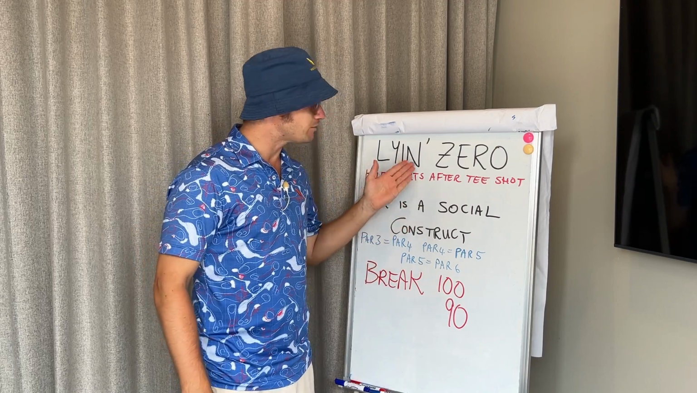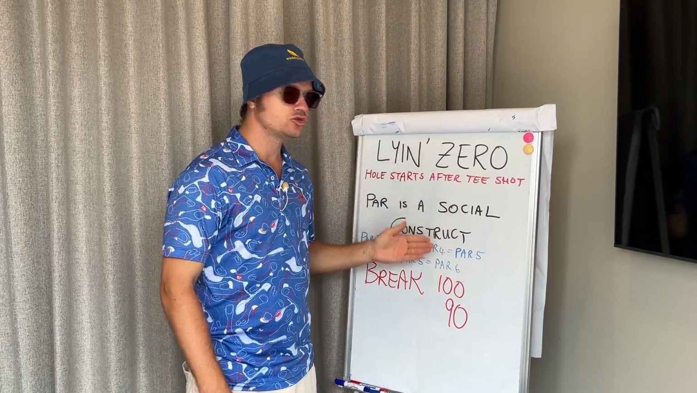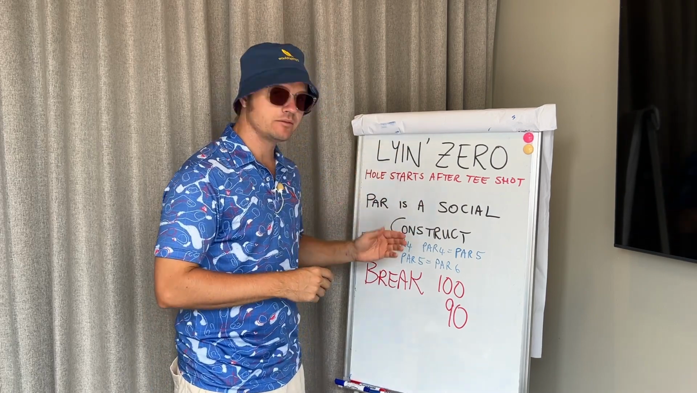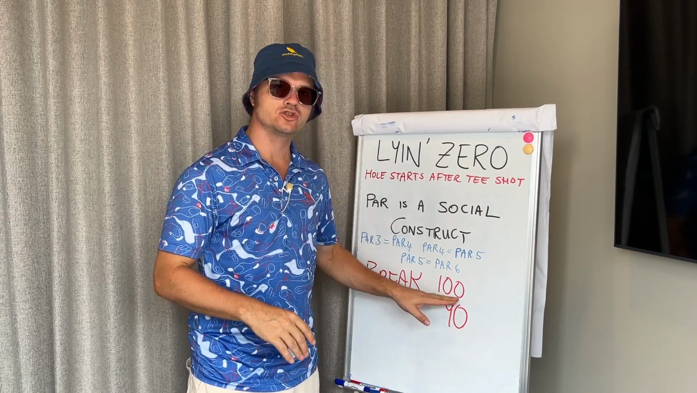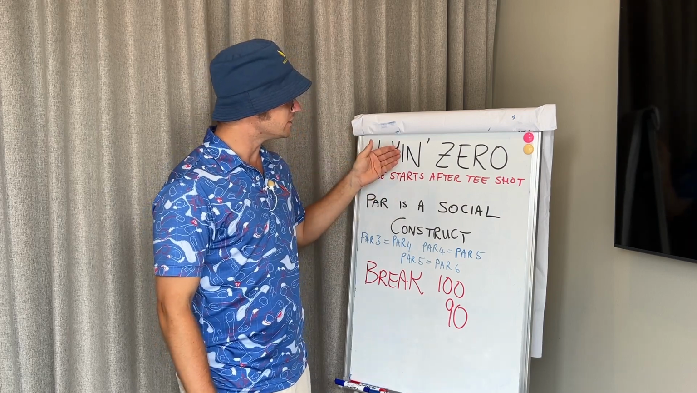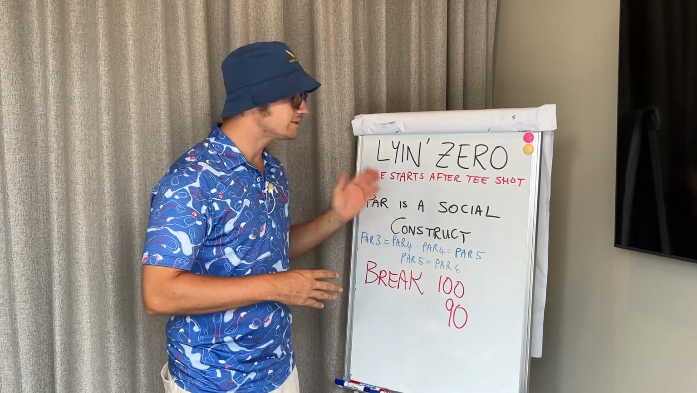Before we can begin to explain line 0, we have to go through par as a social construct. These are two different systems. Both of them can be used easily to break 90, really simply, but both can also be used to break 100. When we're talking about line 0, we have to explain par as a social construct first.